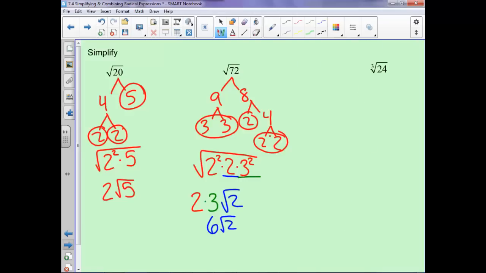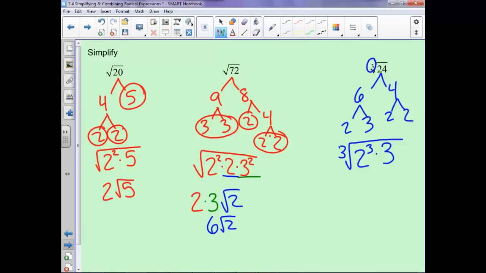Now notice we want cube roots. So that means we need things to be cubed. So 24 can be 6 and 4. Notice this time I'm writing it in terms of cubes because we have a cube root. So the cube root of 2 cubed is 2, and then we're still left with the cube root of 3.